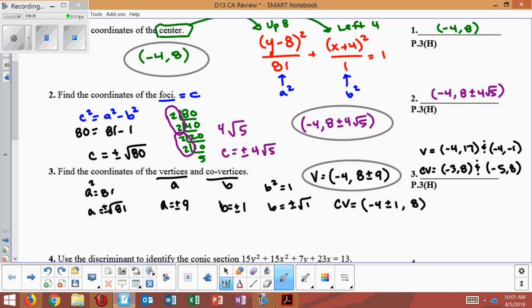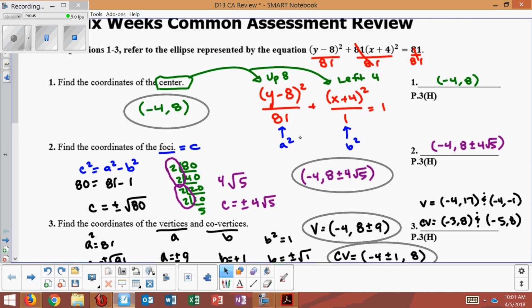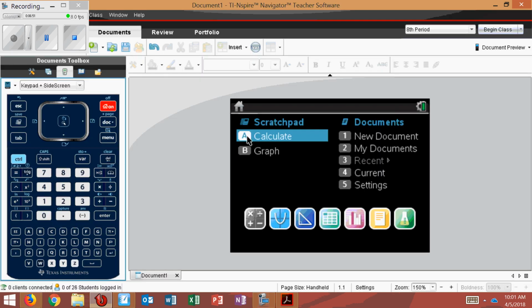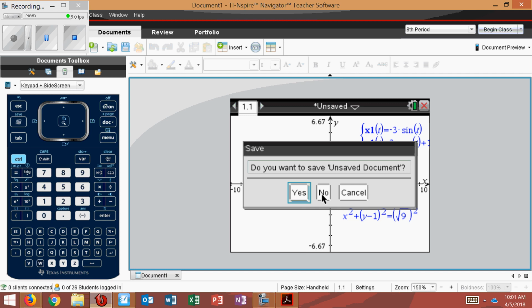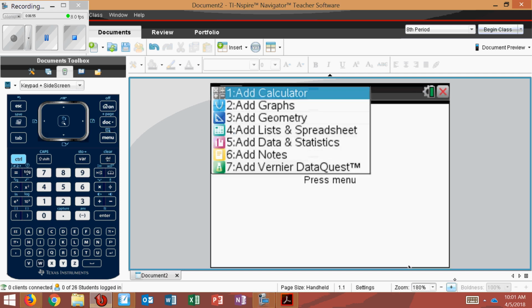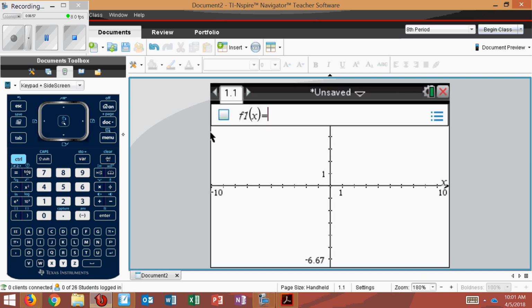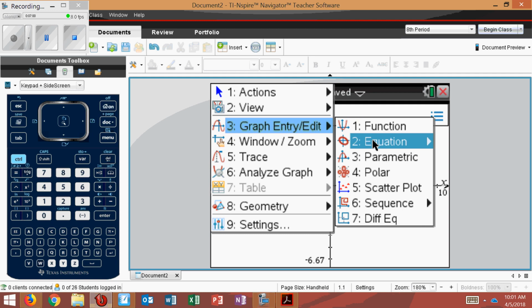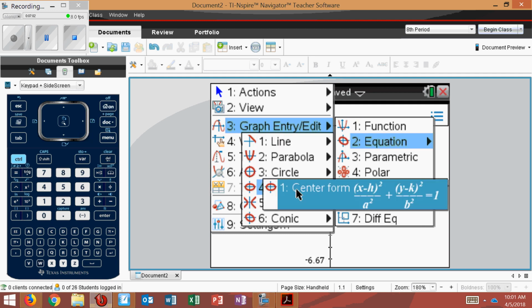Now, could we have done this in the graph? Yes. Everything but the co-vertices would have been exactly given to us. So let me show you how we could have done the graph. I'm going to graph this equation. I'll open up my calculator, a new document just to clear everything, and make it a little bigger. We go to graphs, menu, graph entry, choose equation, find ellipse.